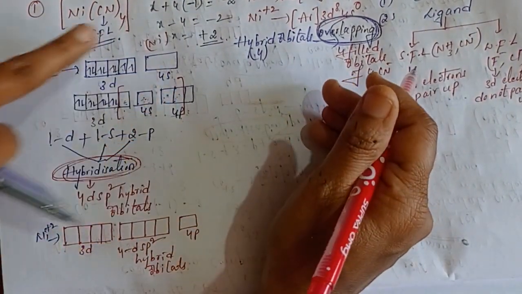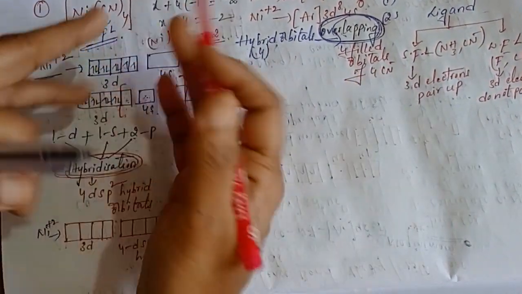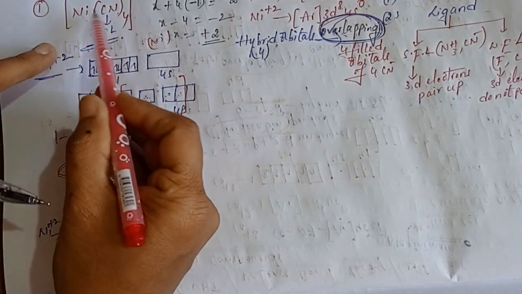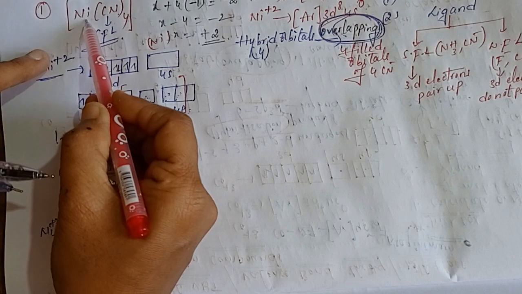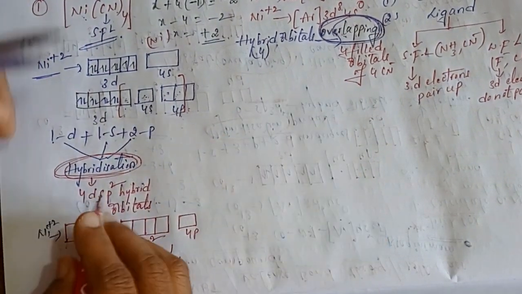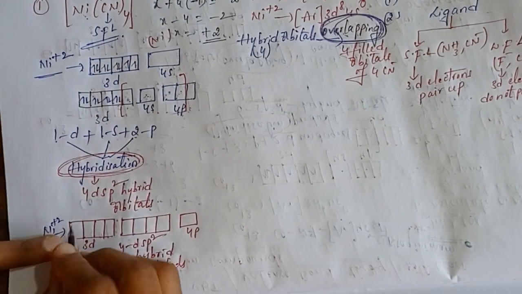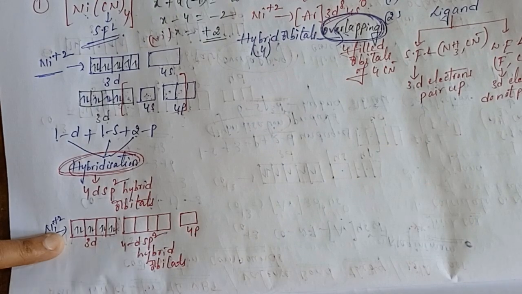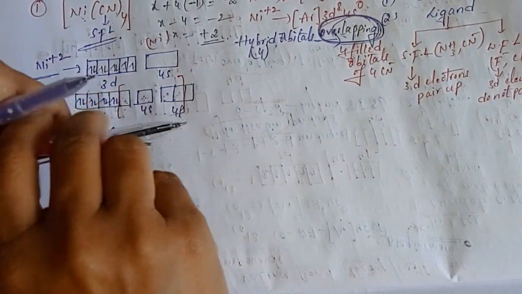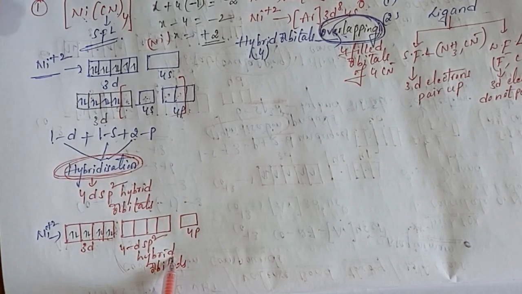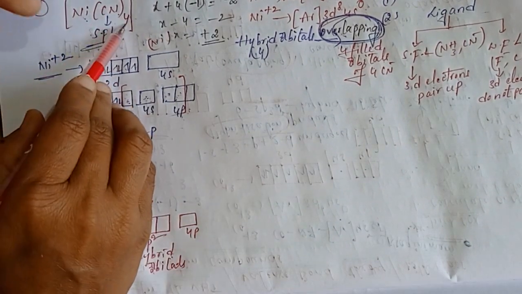Now, whenever the central metal atom and ligands are undergoing overlapping, students, what happens? Ligands are donating electron pairs to the central metal atom's 4 vacant orbitals. Now see here, 3d electrons, total 4 pairs, 1, 2, 3, 4, 5, 6, 7, 8. This as it is I took here, right? Now these hybrid orbitals are undergoing overlapping with the filled orbitals of 4 cyanides.